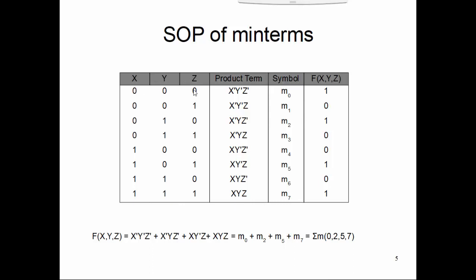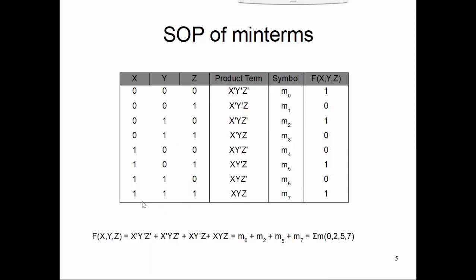So if there is 0, it's the complemented form of the variable. If it is 1, it is the uncomplemented form of the variable. For example, the very first row, 0, 0, 0: since x has value 0 in this row, we write x bar. Y has value 0, we write y bar. Z has value 0, so we write z bar, and they are ANDed. That becomes the product term for that row.